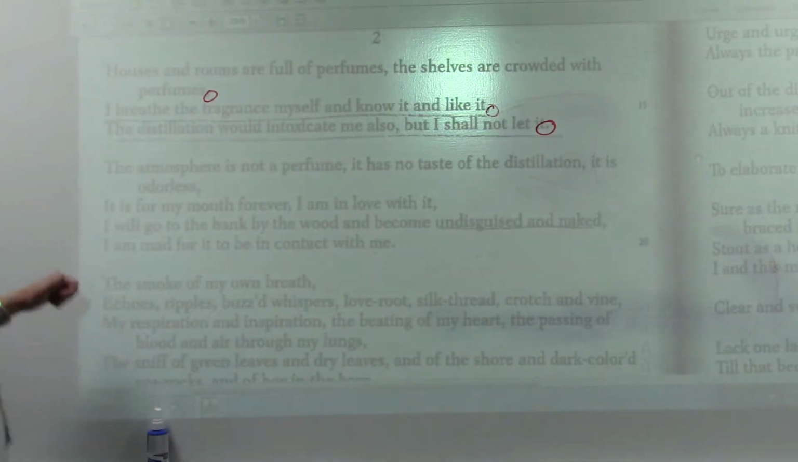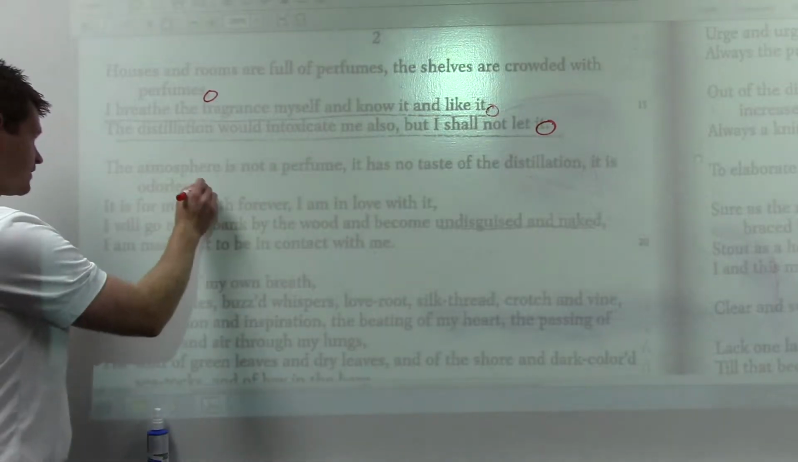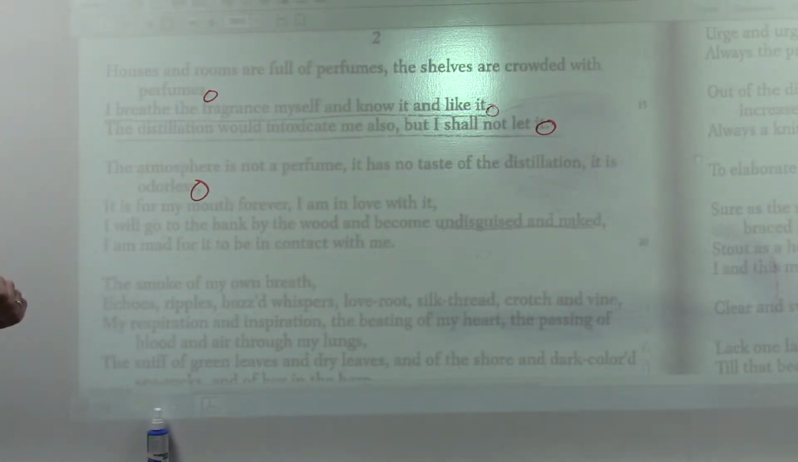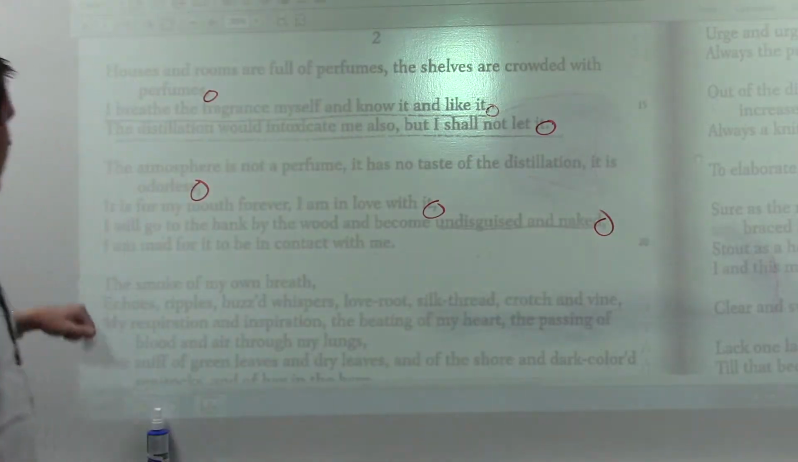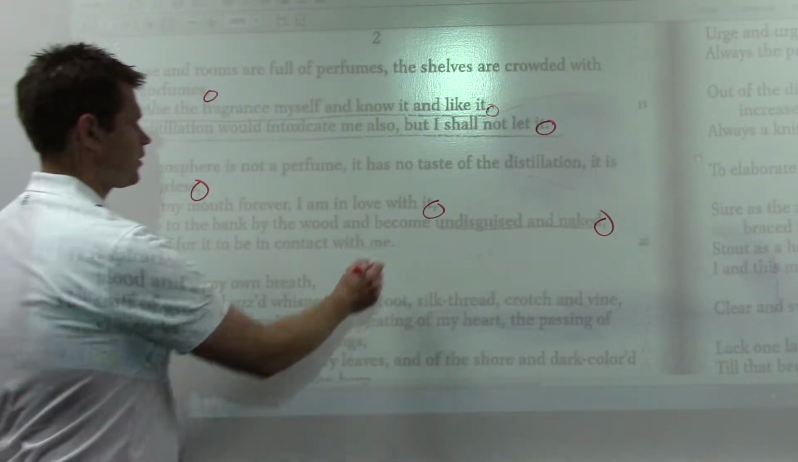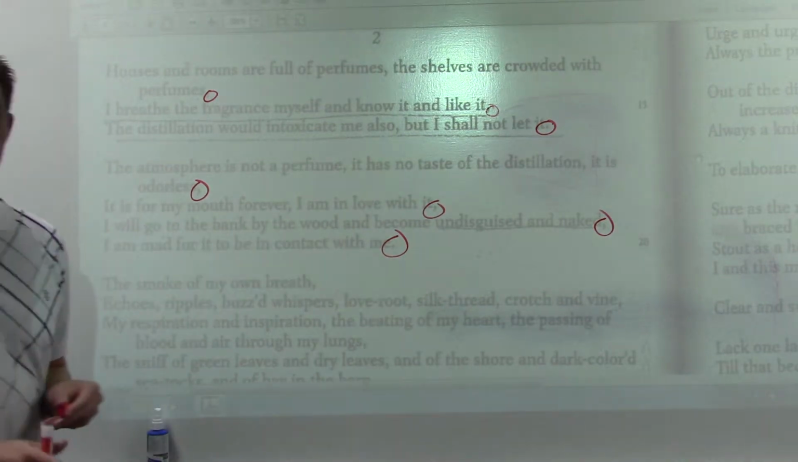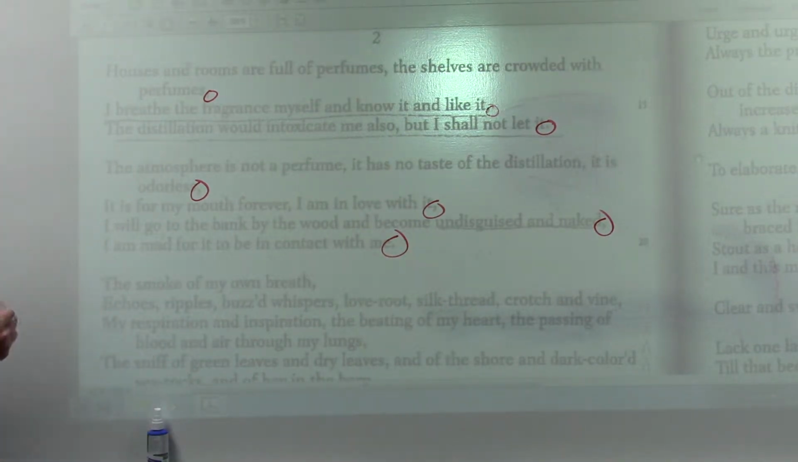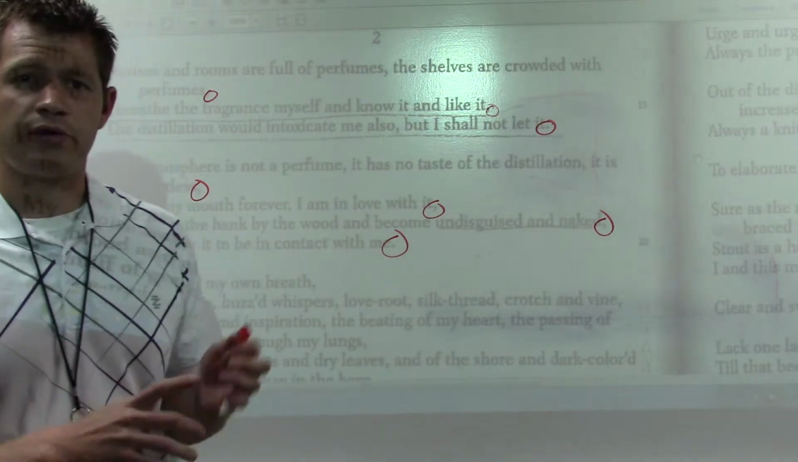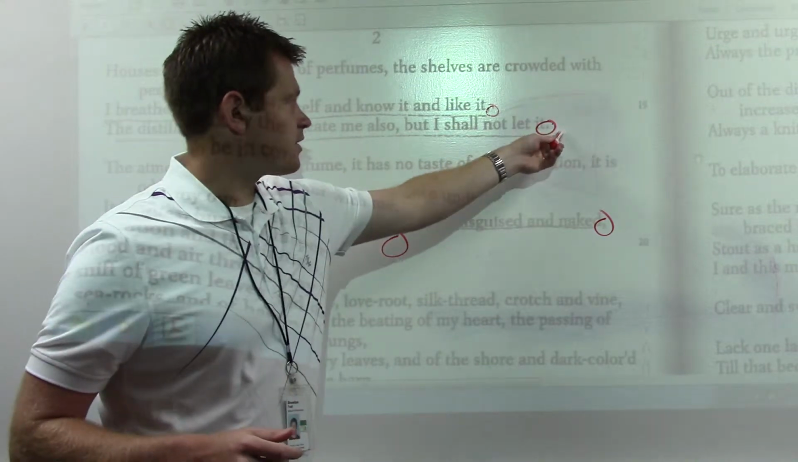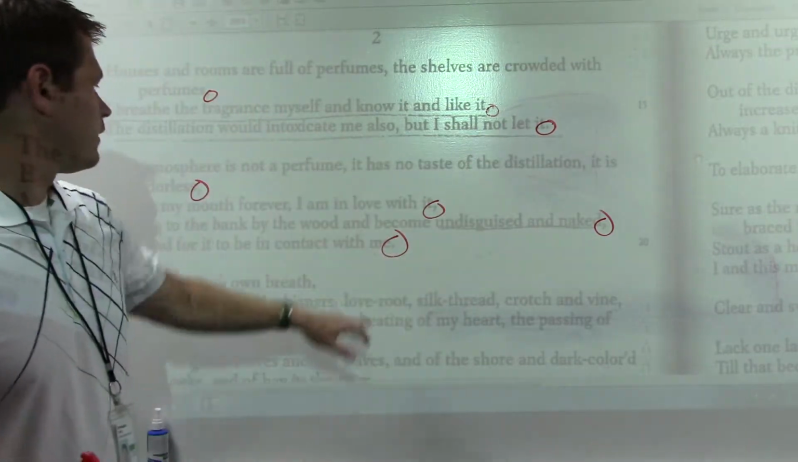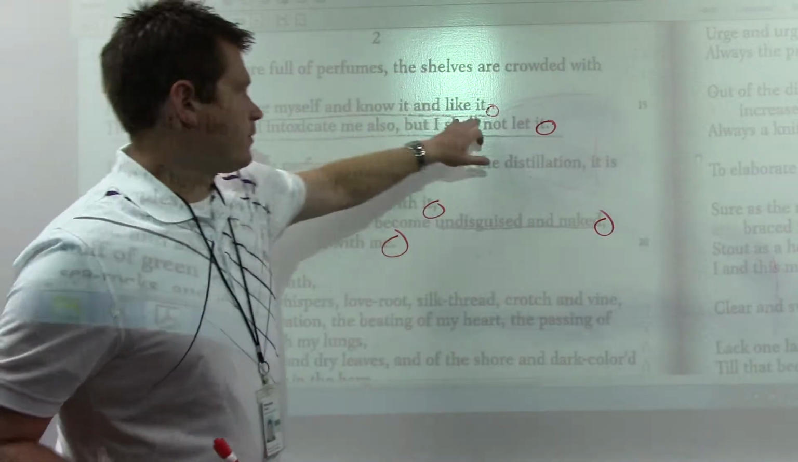New stanza. The atmosphere is not a perfume. It has no taste of the distillation. It is odorless, comma, end stop. It is for my mouth forever. I am in love with it, comma, end stop. I will go to the bank by the wood and become undisguised and naked, comma, end stop. I am mad for it to be in contact with me, period, end stop, end of stanza. So however many lines we've got here, 6, 7, they're all end-stopped. And not just end-stopped with the end of a grammatical unit, but end-stopped with a piece of punctuation. The stanzas end with periods, final, we're done, move on. And the other lines all end in commas, okay?